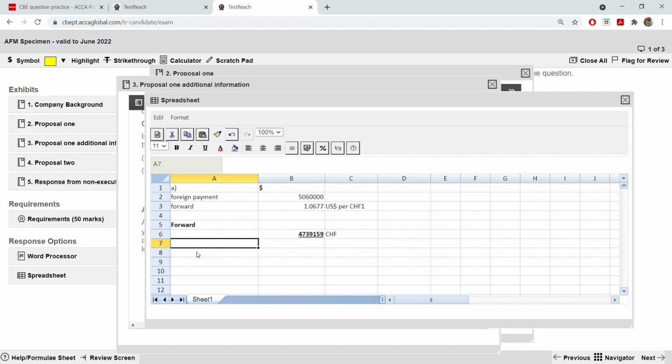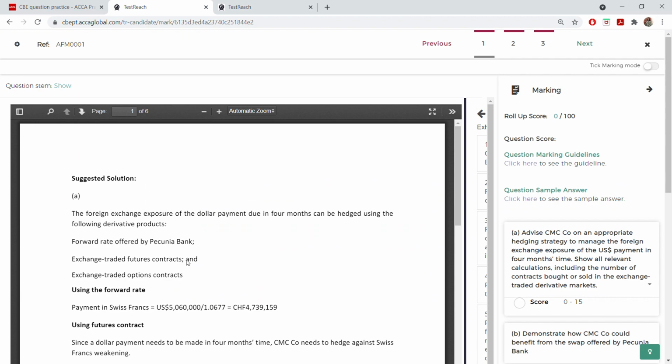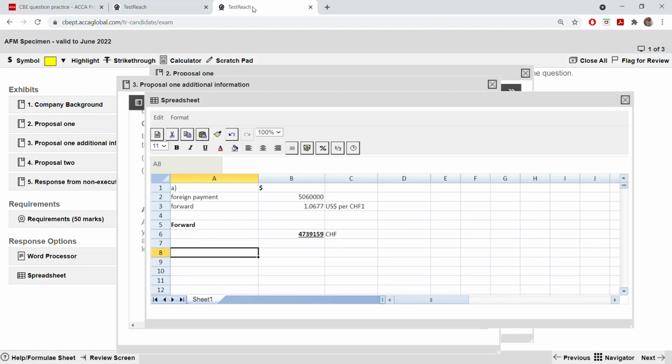Now I'm going to drill under. If you want, the answer is here. Just check: 4739159. This is the answer. 4739159. Don't put any commas and all, because otherwise it will be treated as text. You cannot perform functions on it. Now we are going to go to the second, which is futures. This is because I'm explaining, I'm going slow. Otherwise you have to do this at very high speed, collecting numbers from here, the rates and all.